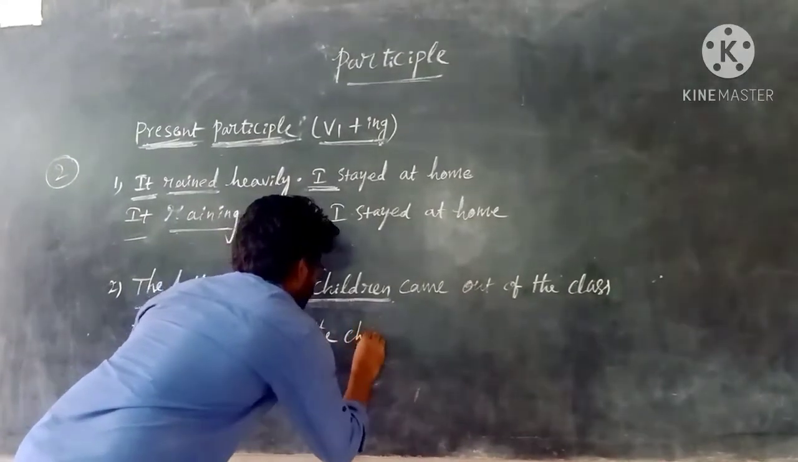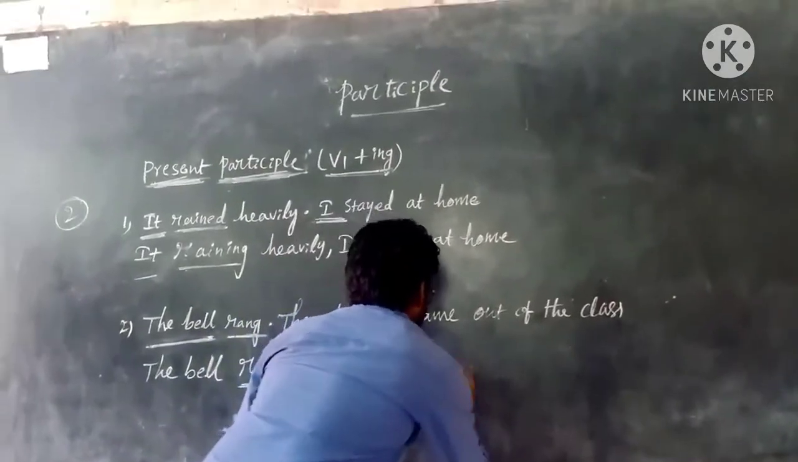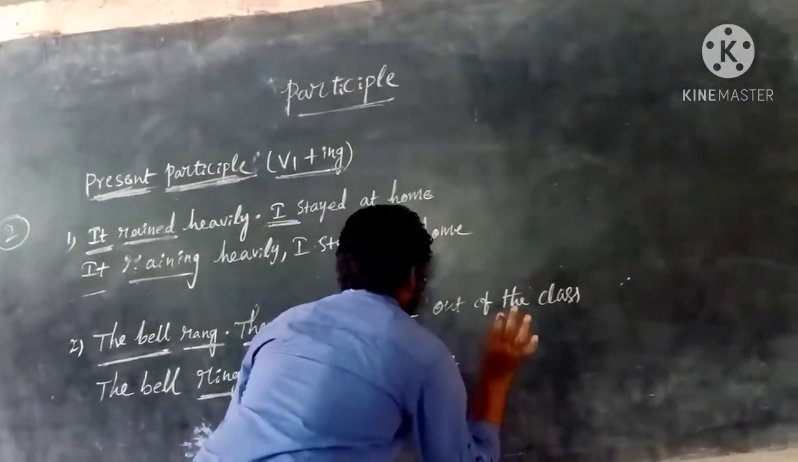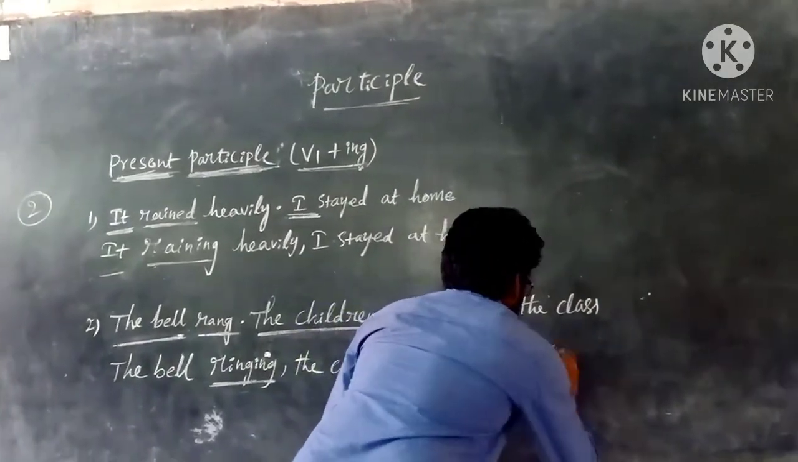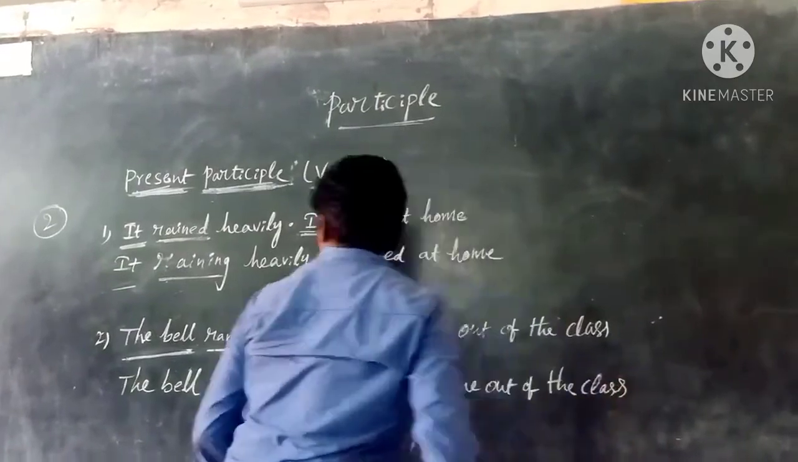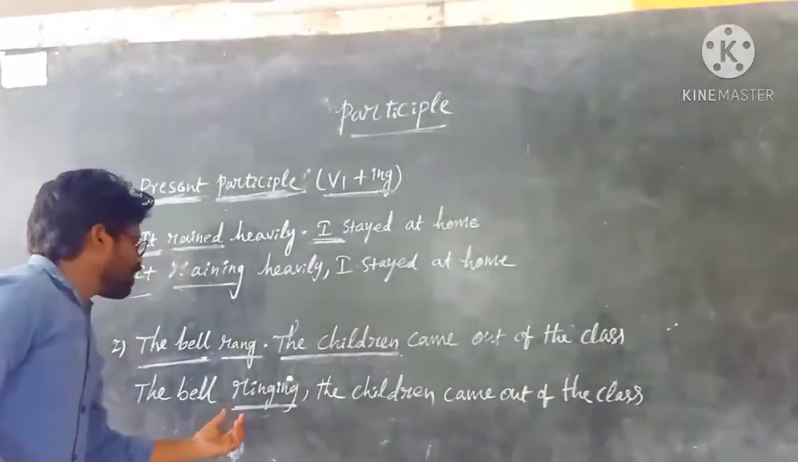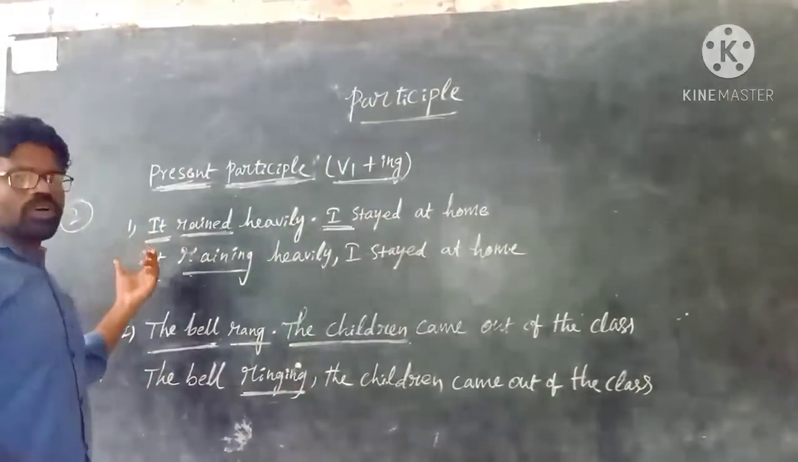The children came out of the class. What is the answer here? The bell ringing, the children came out of the class. This is the second model.